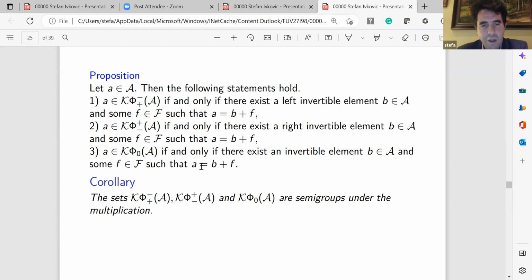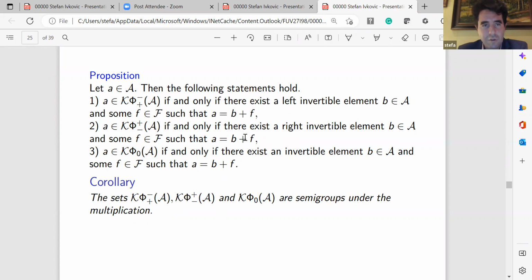Later, it has a direct geometric description when we speak about concrete operators in von Neumann algebras. I shall read it later, but so far we have this proposition. And also it has a corollary because thanks to this proposition, all these sets of upper, lower semi-Weyl type elements and Weyl type elements, all these sets are semigroups under multiplication. And this follows straightforward from this proposition.